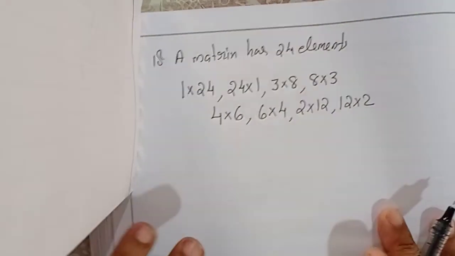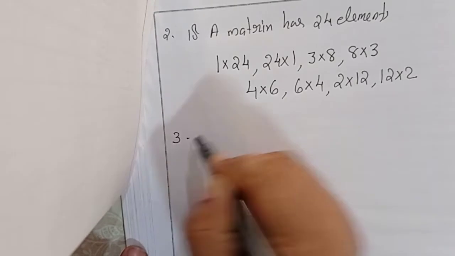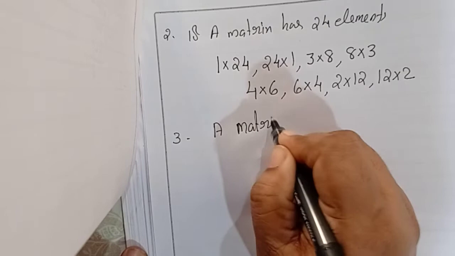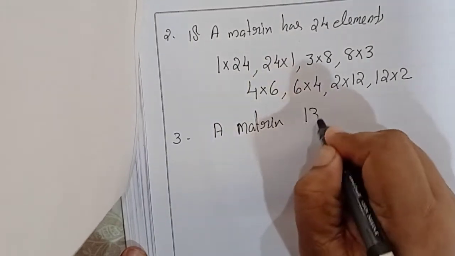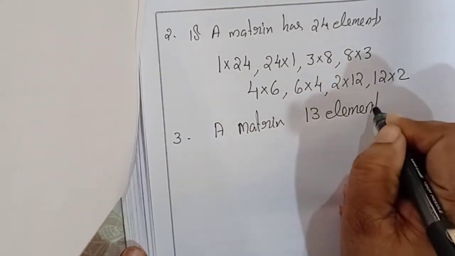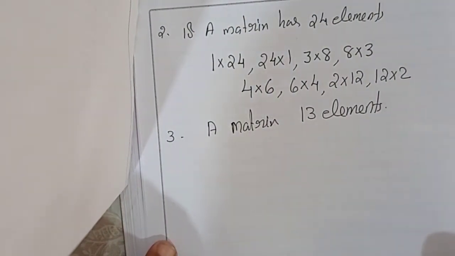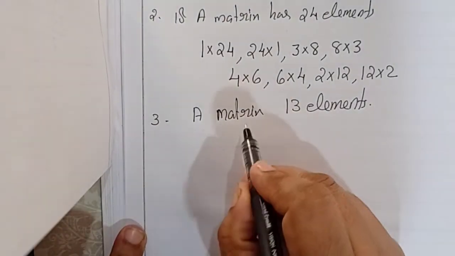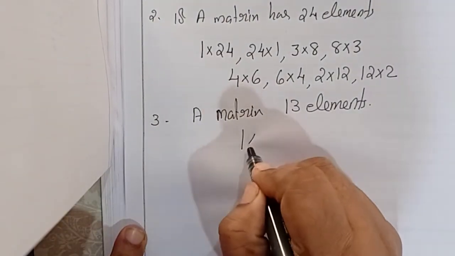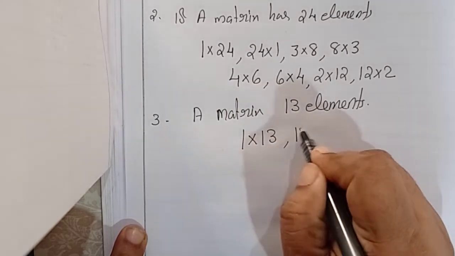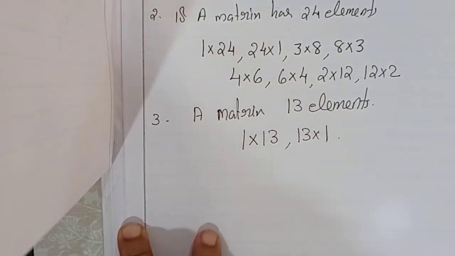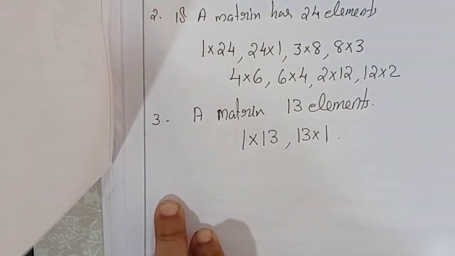Suppose the next question, all of you write. If a matrix capital A has 13 elements, 13 elements, what are the possible orders? Can you say the answer? Only 2 types: 1 by 13 and 13 by 1. The possible orders it can have are 1 by 13 and 13 by 1. Okay.